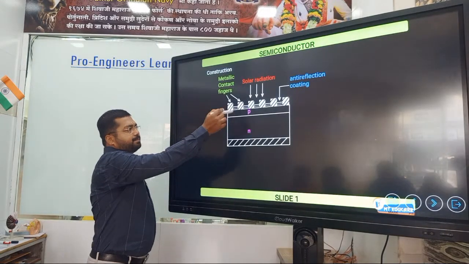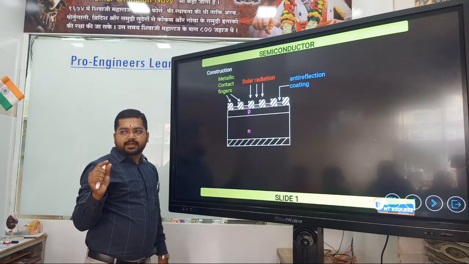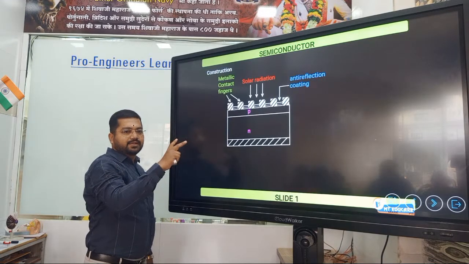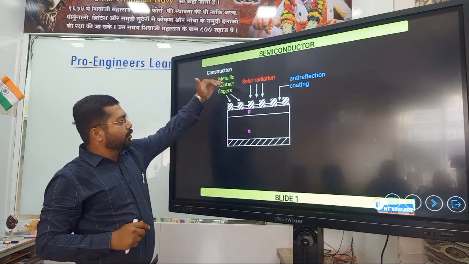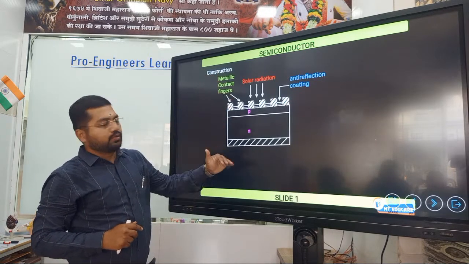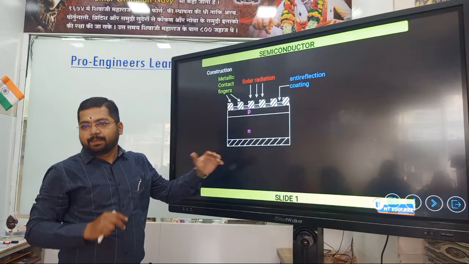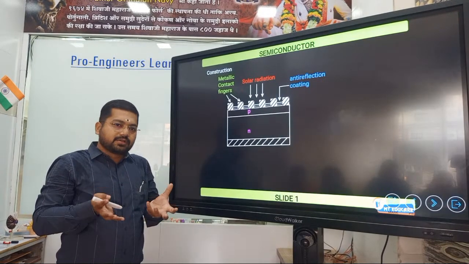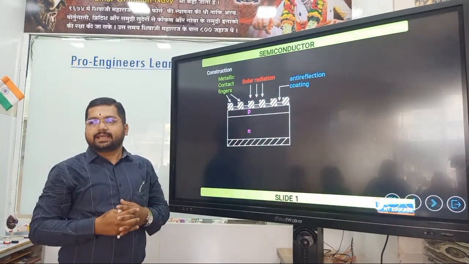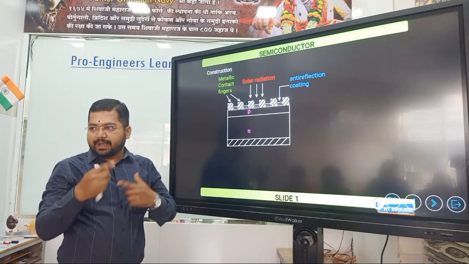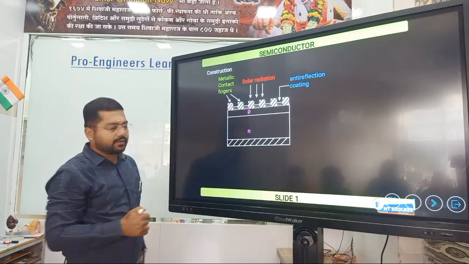A very small P-type region is there and a very large N-type region is there. Why? Because whatever solar light falls on this will directly go to the N-type. It will excite all the electrons, and they will be pushed up into the P-type, and then they recombine and we get electricity out of it.